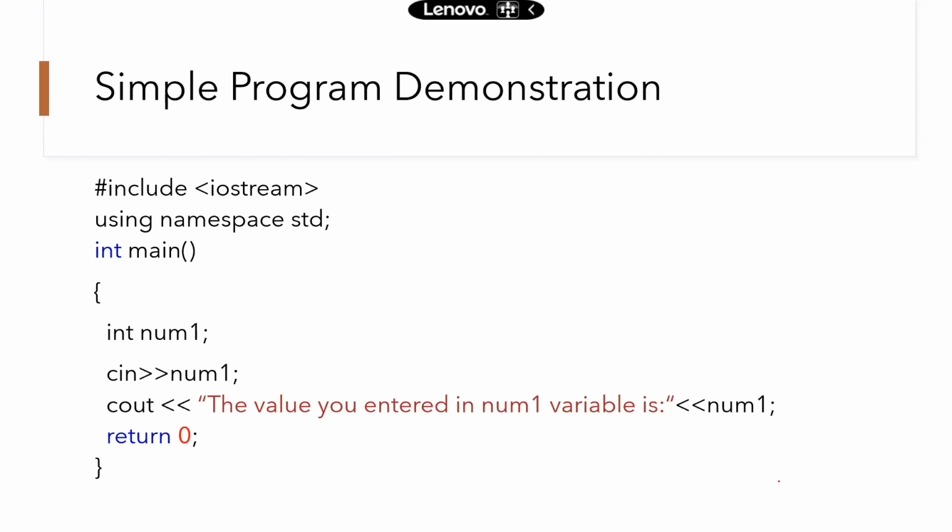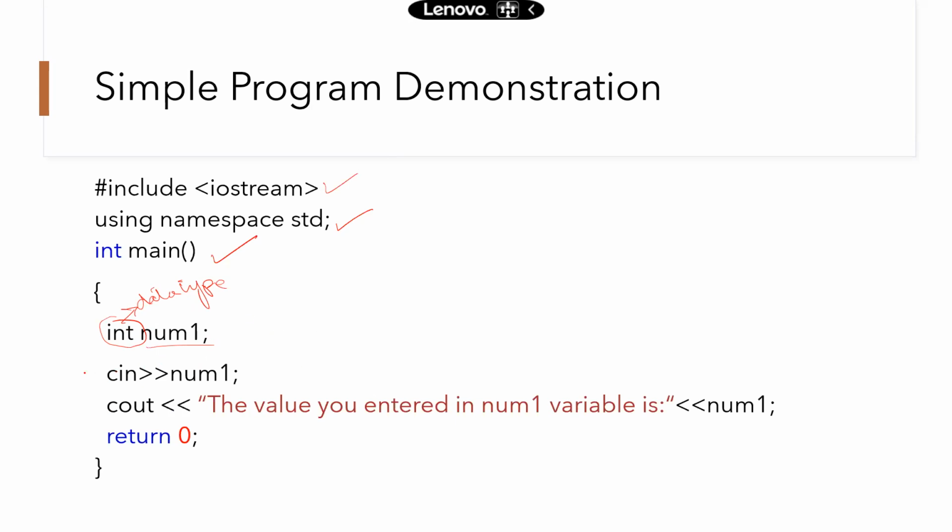Over here, another program, again the preprocessor directives, then using namespace std, int main. Over here, what we have done is we have defined and initialized one variable with the type integer. So this is your data type, integer. And this is a num1 variable of data type integer. So we can store some integers over here.